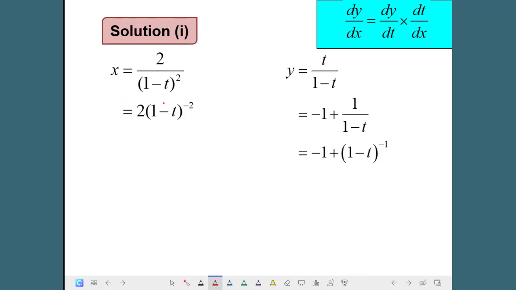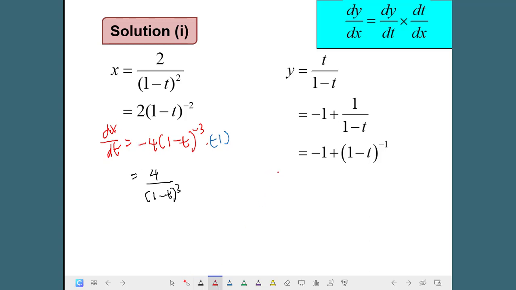Okay, from the ratio, bring up, so find dx over dt. Power rule: negative 2 brought to the front, so negative 4 times (1 minus t), with the power negative 2 minus 1, which is negative 3. And differentiate whatever is inside here, so negative 1. Simplify: negative 4 times negative 1 is 4 over (1 minus t) cubed. This is dx/dt.